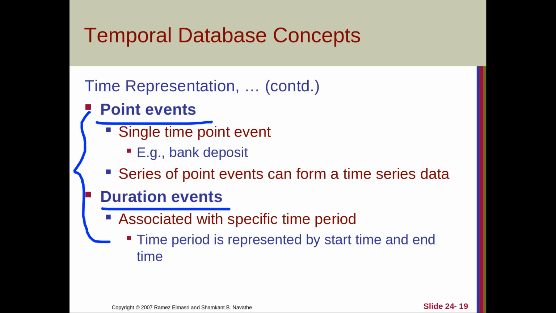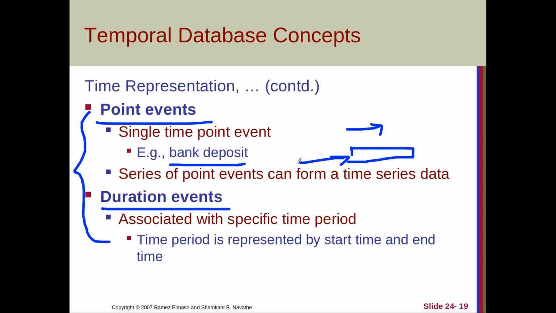If an event occurs at a particular single time, that is called a point event. If something happens at a particular time. One example given here is a bank deposit. Money is being deposited into a particular account at a particular time. So that time will be a single time point. Exactly at that particular time, the amount is being deposited. It happens at that particular time only.